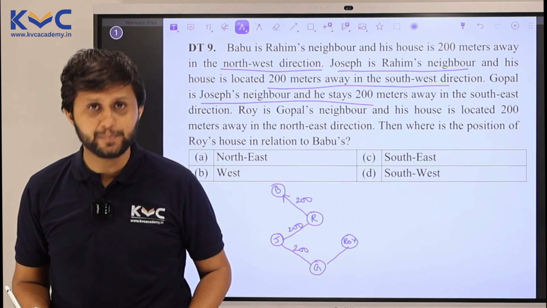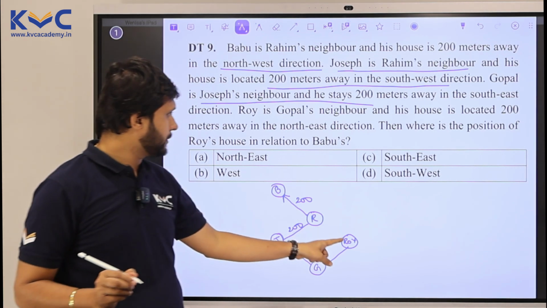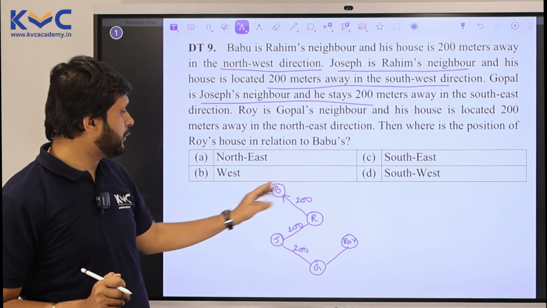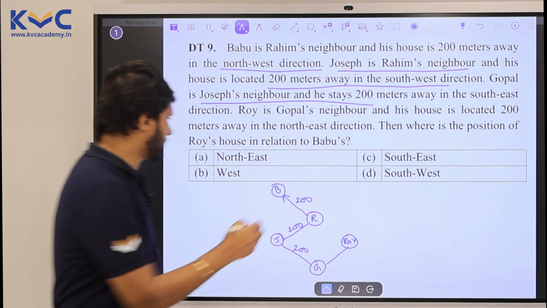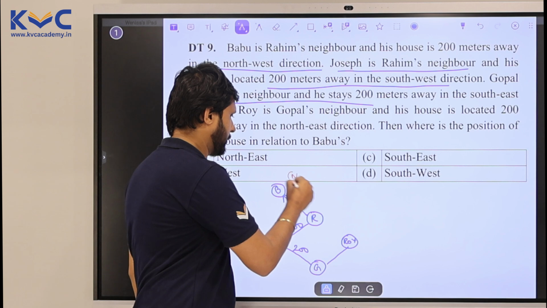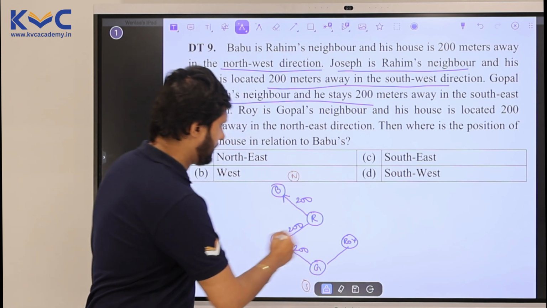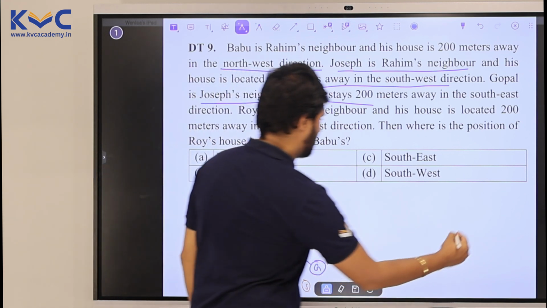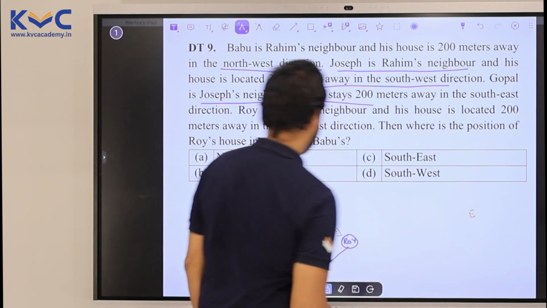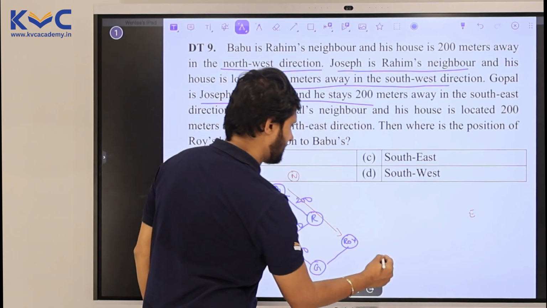Now, what is the question? Where is the position of Roy's house in relation to Babu? From Babu to Roy, we will have to see. What is the connection? This is north. This is south, not relevant to us. We also have east. East is this side. So, which side is this? South and east.